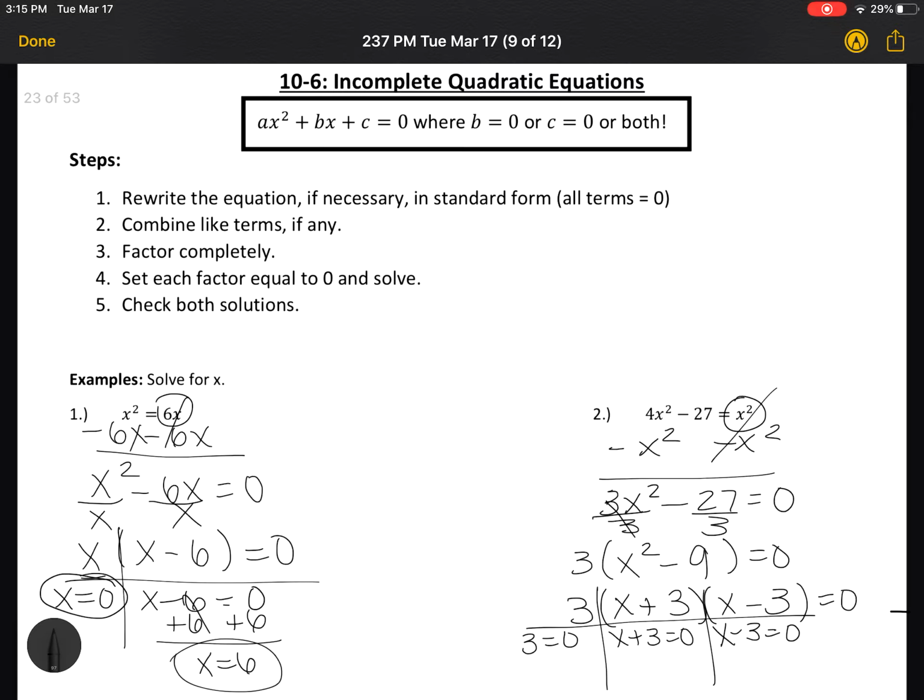Notice the first part of my t-chart says 3 equals 0, which doesn't really make any sort of sense. Anytime you have a situation like this where one of your factors is just a number being set equal to 0, we're just going to disregard that. And then for the others, we're going to subtract 3 to get negative 3 and add 3 to get positive 3. So our two solutions are negative 3 and positive 3.